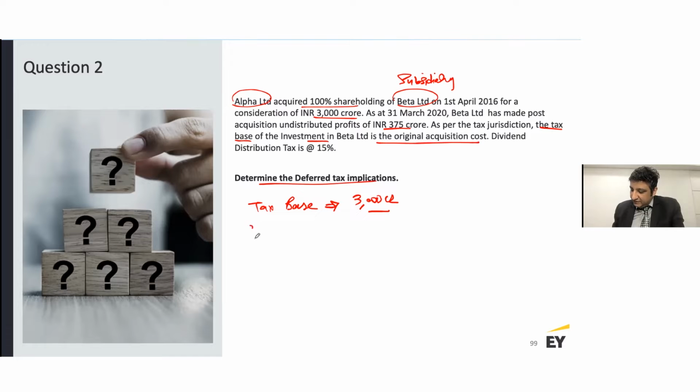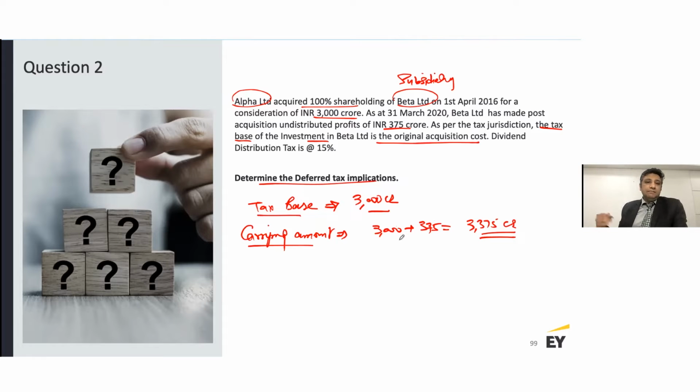It means that the carrying amount of the investment in the books of Alpha will be 3,000 plus 375, which makes it 3,375 crores of rupees, right? Now, essentially, the carrying value here and the tax base are different. And of course, in future, if Beta pays dividend, then this temporary difference will get reversed. So, ideally speaking, there should be a taxable temporary difference, and accordingly, a deferred tax liability recognized for the difference of 375 crores, right? It's a straightforward thought.